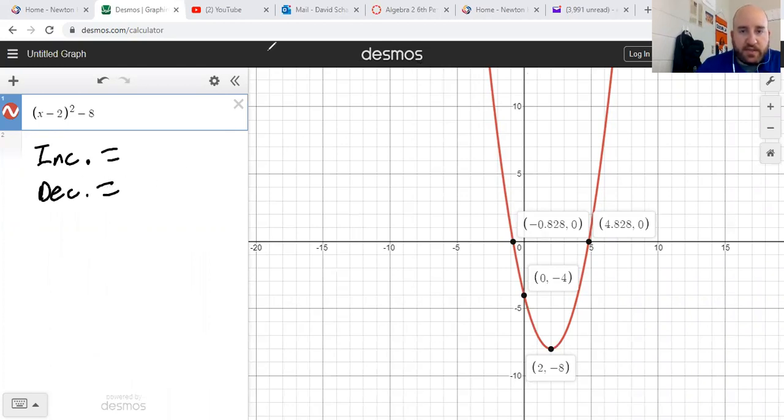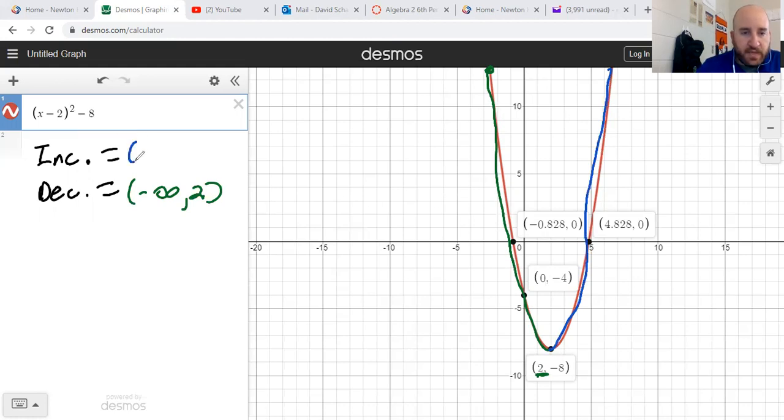So my interval of decrease, if I'm starting up here, obviously I'm decreasing, okay? So I'm decreasing from negative infinity to positive 2 in x. And I would be increasing from 2, I'm doing the different colors just so y'all can see it, to positive infinity.